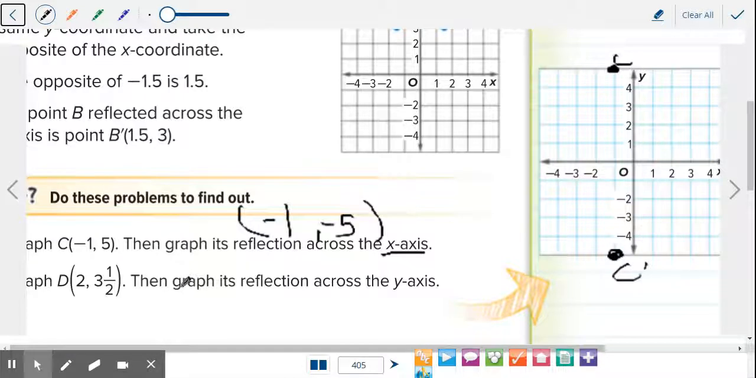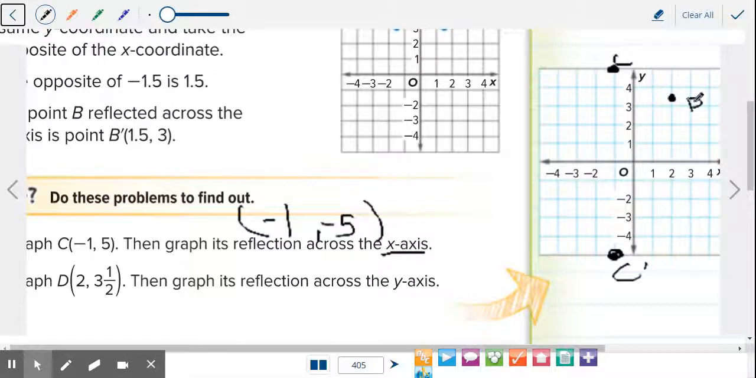So now let's do letter F for the y-axis. So we got point D, 2, 3.5. So start at 0, 0, go to 2, go up to 3.5, right here. So that'd be point D.